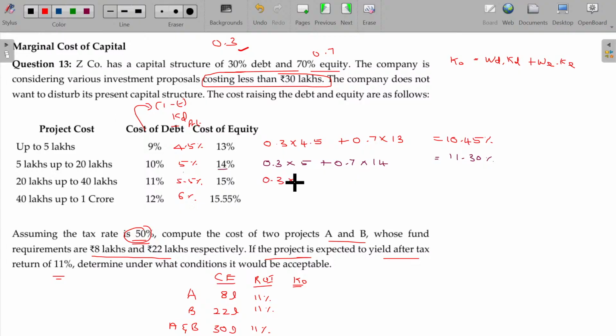The next one is 0.3 into 5.5% plus 70 percentage on the rate of 15 percentage. The value is 12.15 percentage. Finally, going beyond 40 lakhs, 0.3 into 6 percentage, 0.7 into 15.5 percentage. The ultimate value is 12.69 percentage.